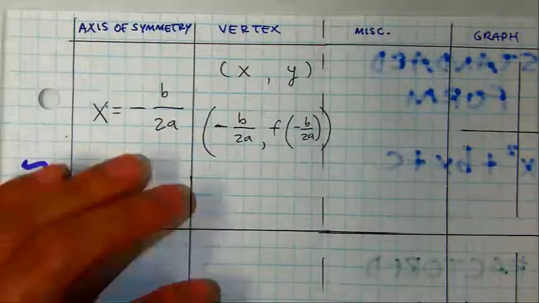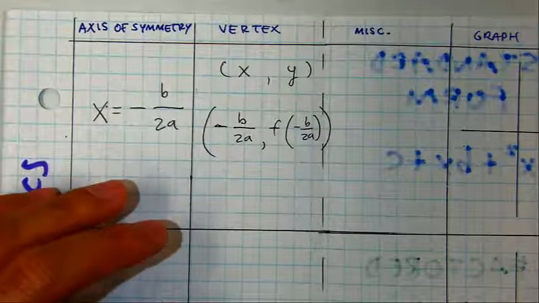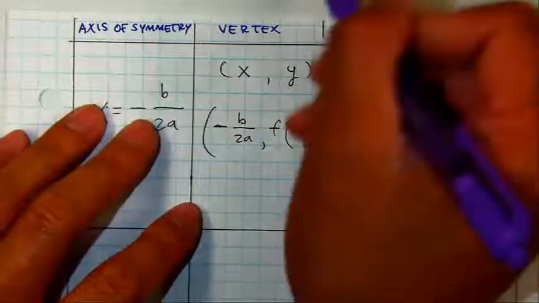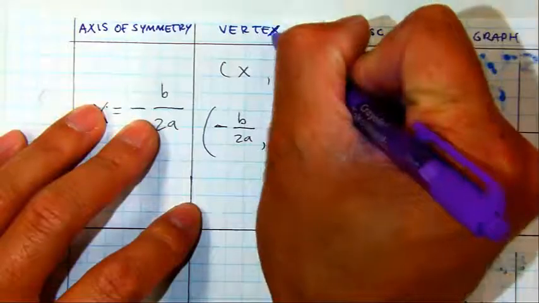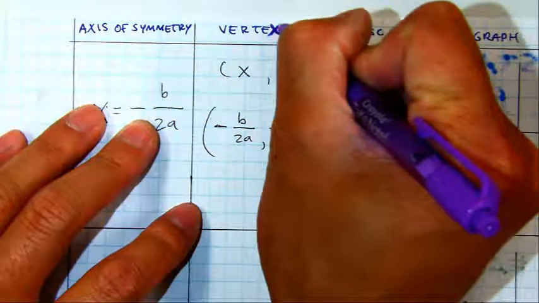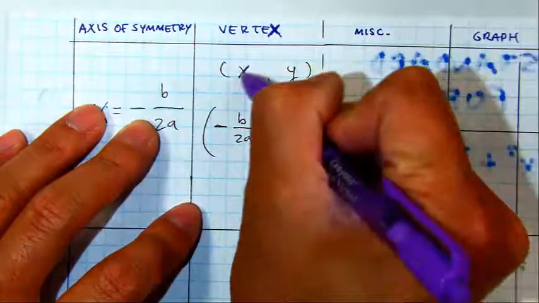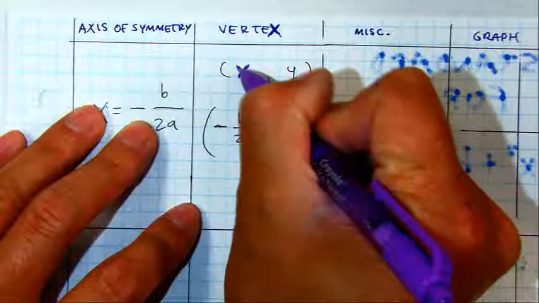I want to show you guys a little, I don't know, I call it a trick. Vertex ends with x. It helps you find the x value. x = −b/2a.